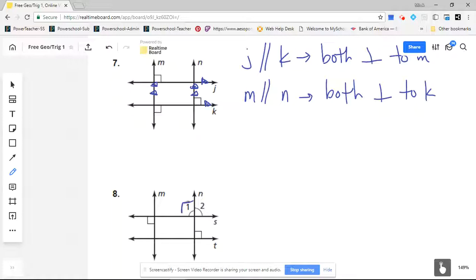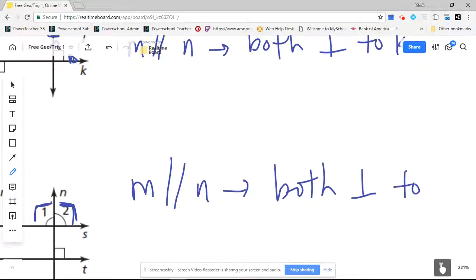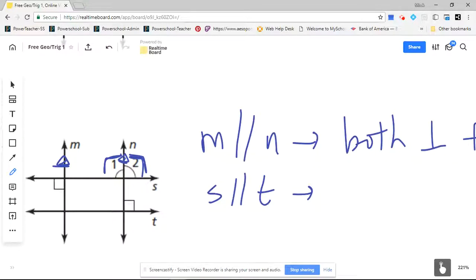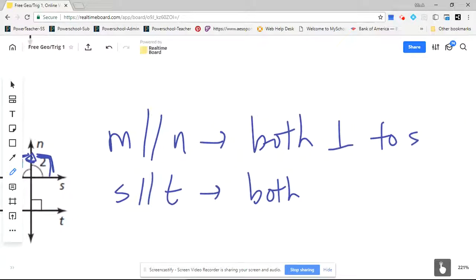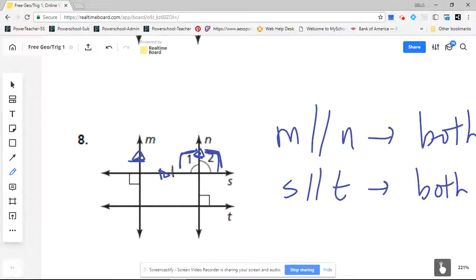8, 1 and 2 are equal. That means they have to be 90 degrees. So you could say that M is definitely parallel to N. They're both perpendicular to S. So M has an arrowhead on it, and N will have an arrowhead on it. You could also say S is parallel to T because they're both perpendicular to N. So yeah, you can put the double arrows on S and T. All right, so that is 3-4.